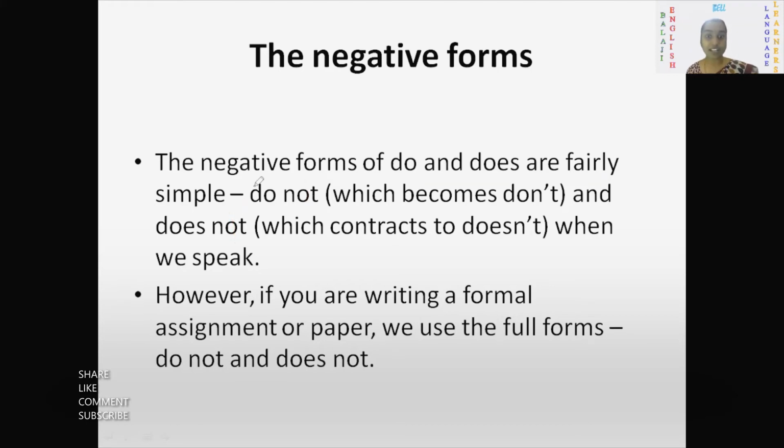When we are speaking, what do you say? We don't say I do not know, we say I don't know, right? We don't know. They don't know, like that. However, if you are writing a formal assignment or paper, we use the full forms. We won't write I don't, we don't. We say we do not, it does not. The simple way: when you are writing, you use the full form, and when you are speaking, you say the short, contracted form.